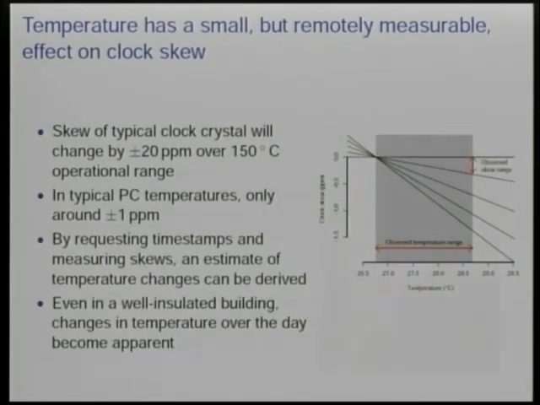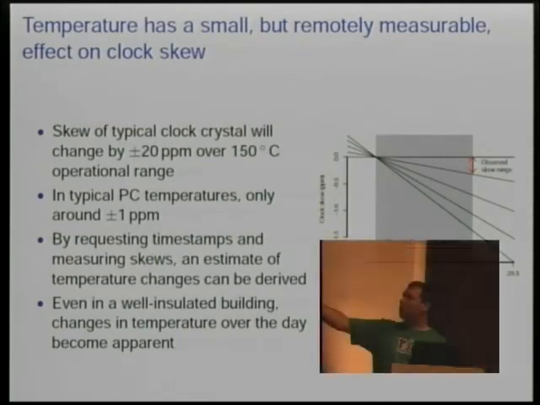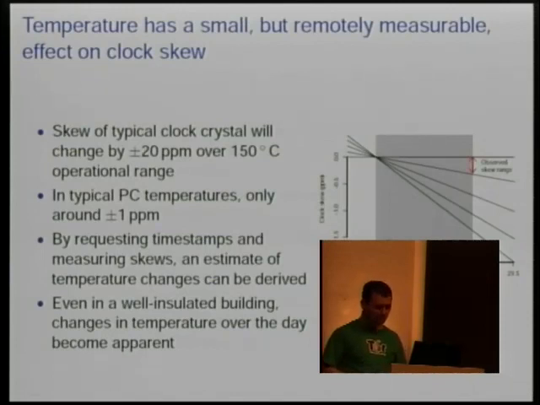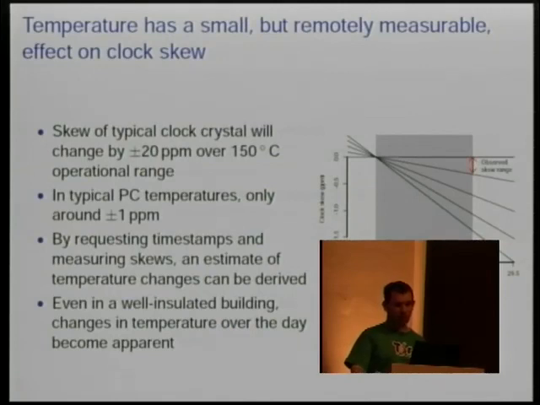So in one of my tests, I saw that the temperature changed between these 2 points, about 2 degrees Celsius, and there was a corresponding change in clock skew. And that's more or less consistent with what the data sheets say. And this is quite a small difference in temperature, and it's affected by the outside world. So even in the Cambridge Computer Lab, which is a very well insulated building, you can still see the change in temperature over a day.